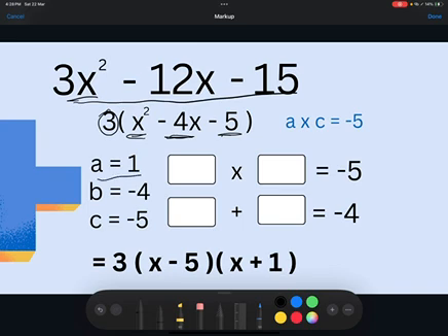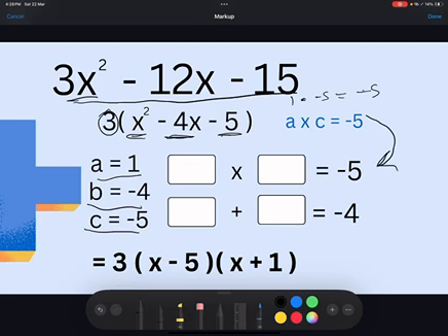Define A and B and C. A equals 1, B equals negative 4, C equals negative 5, sorry. And now we multiply A times C. A here equals 1, C equals negative 5, which will equal negative 5. We bring the negative 5 over here.